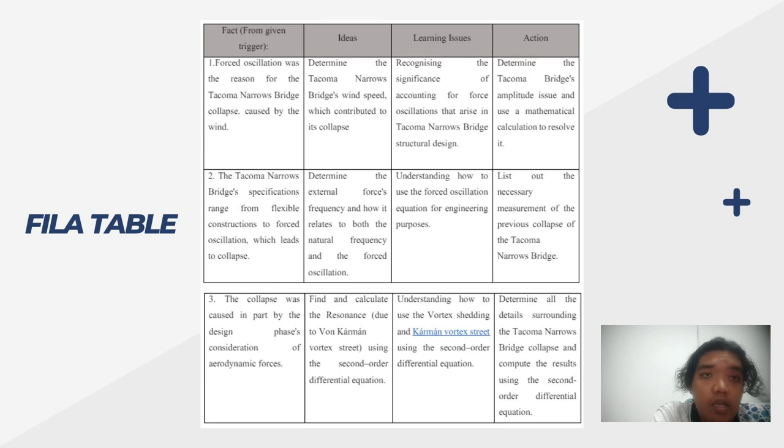The third one is the collapse was caused in part by the design phase's consideration of aerodynamic force. Find and calculate the resonance due to von Karman vortex street using the second order differential equation. Understanding how to use the vortex shedding and Karman vortex street using the second order differential equation. And the last one is to determine all the details surrounding the Tacoma Narrow Bridge collapse and compute the result using the second order differential equation.